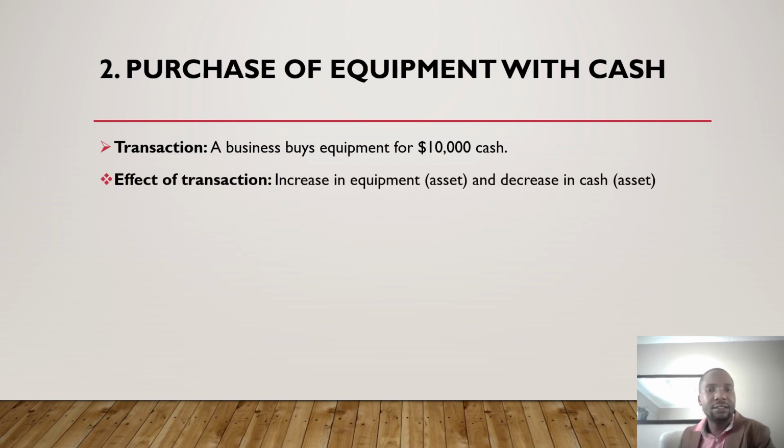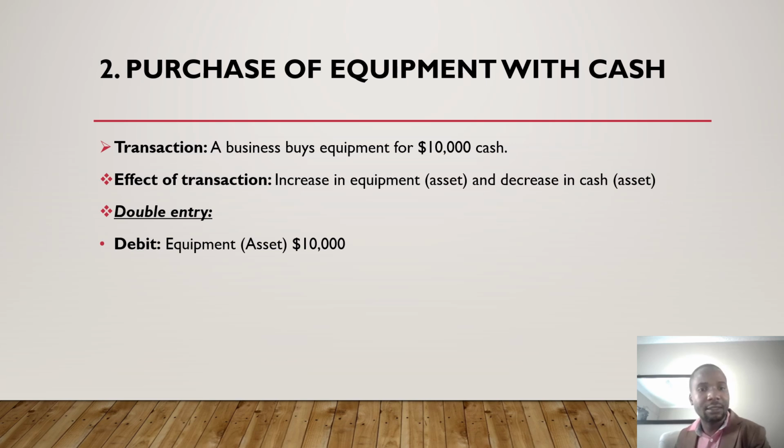So the effect of this transaction is that there will be an increase in equipment, which is an asset. And since we are purchasing by cash, there will be a decrease in cash, which is also an asset. So this transaction is affecting both asset accounts. Okay, so an increase in asset is a debit entry. Therefore, we're going to debit the equipment account by 10,000, and a corresponding credit entry goes to the cash account.